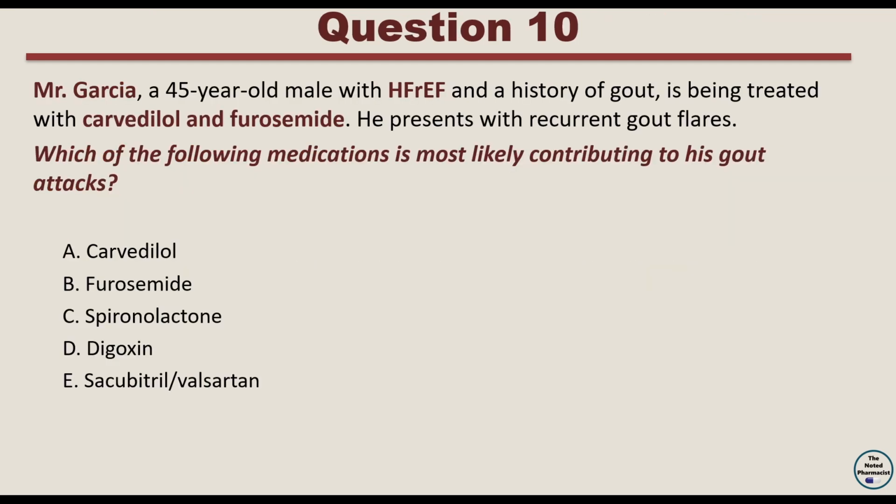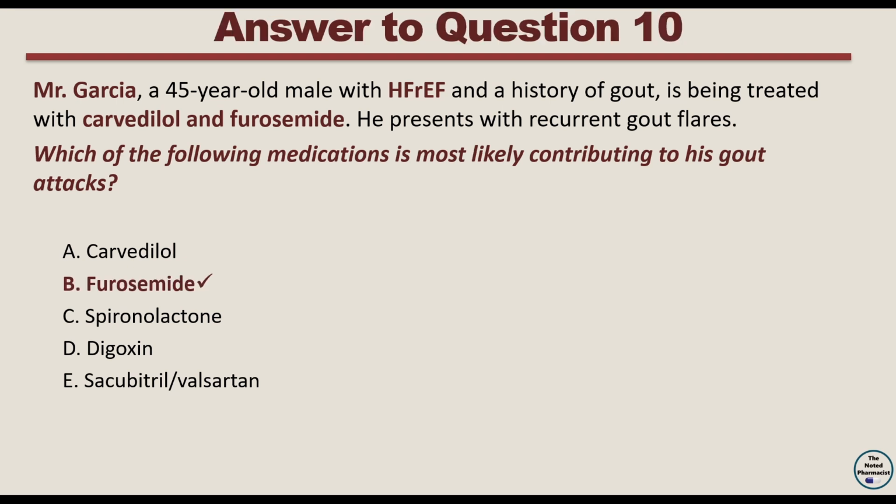Question 10. Mr. Garcia, a 45-year-old male with heart failure with reduced ejection fraction and a history of gout, is being treated with carvedilol and furosemide. He presents with recurrent gout flares. Which of the following medications is most likely contributing to his gout attacks? Option A, carvedilol. Option B, furosemide. Option C, spironolactone. Option D, digoxin. Option E, sacubitril/valsartan.